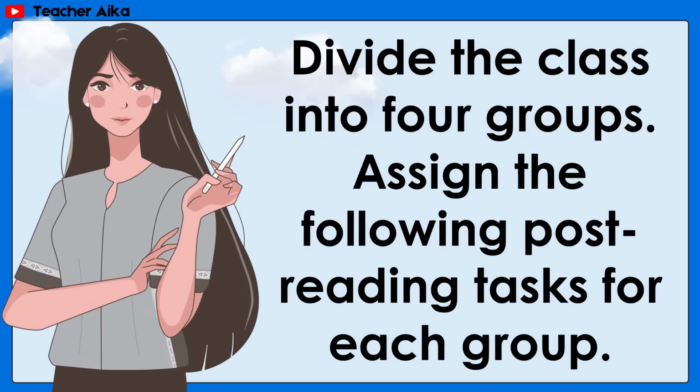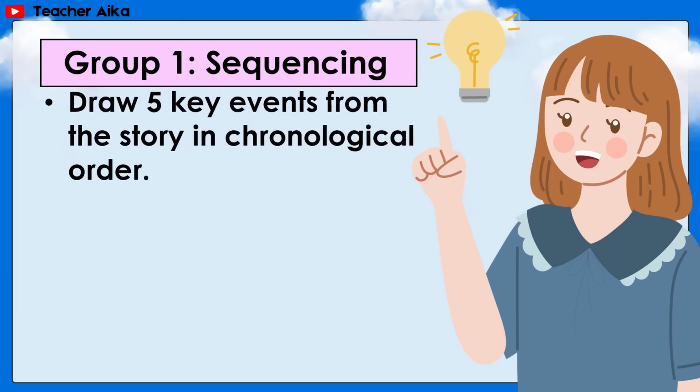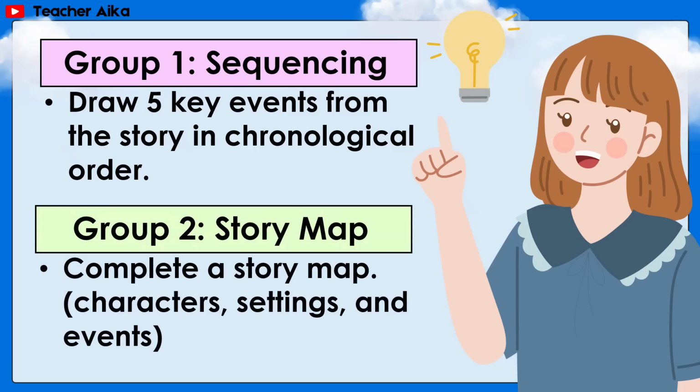Divide the class into 4 groups. Assign the following post-reading task for each group. Group 1, Sequencing. Draw 5 key events from the story in chronological order. Group 2, Story Map. Complete a story map like characters, settings, and events.